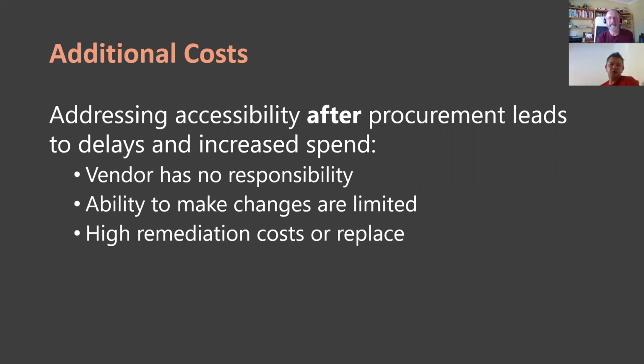There are additional costs as well when we address accessibility after the procurement stage. The vendor's probably going to take very little responsibility if it wasn't in the terms of the agreement. The ability to make changes can often be very limited, and there are high remediation costs with something like a website even. It can cost a vast amount of money, or it can even need additional time or even systems to be replaced to ensure that they're accessible.